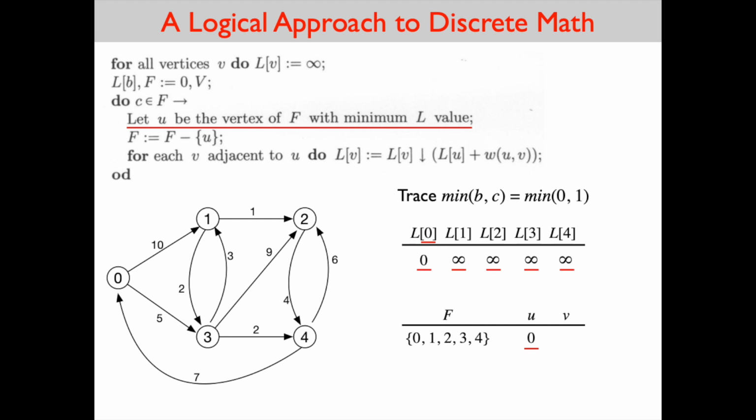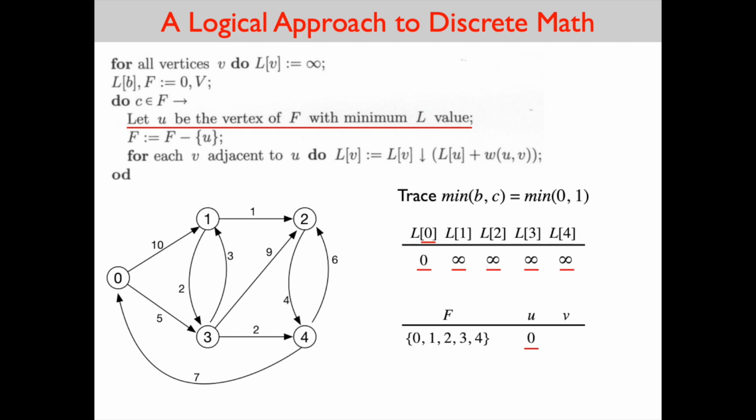So that means that the values that we have to look at in the L matrix are L sub 0, L sub 1, L sub 2, L sub 3, and L sub 4. And those values are 0, infinity, infinity, infinity, and infinity. And the smallest one of those is 0. 0 is less than infinity, all those other infinities. L sub 0 is the minimum, which is 0, and therefore U gets 0. So that's what happens when we do "let U be the vertex of F with minimum L value."